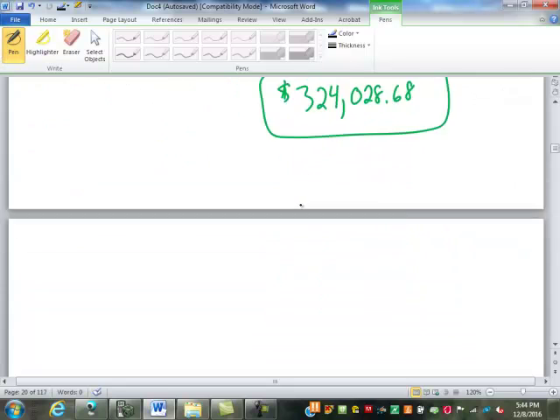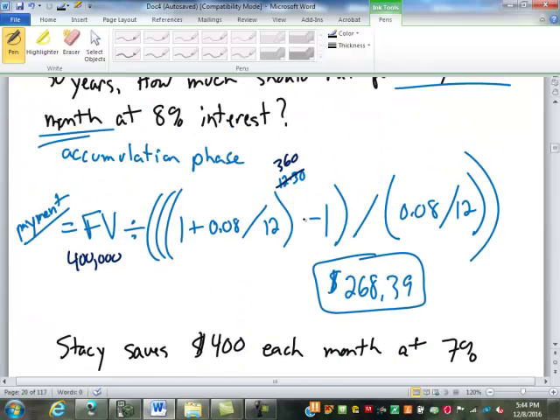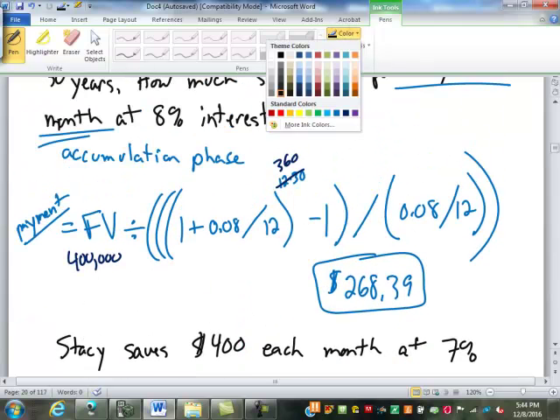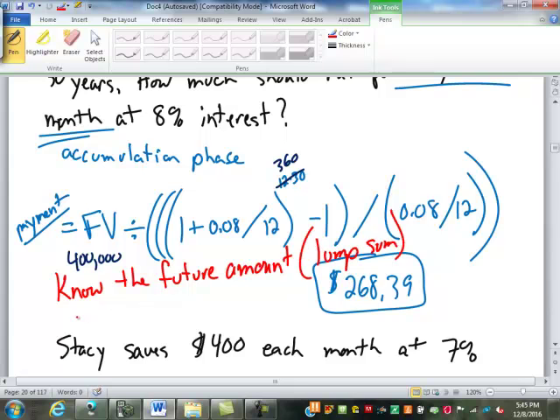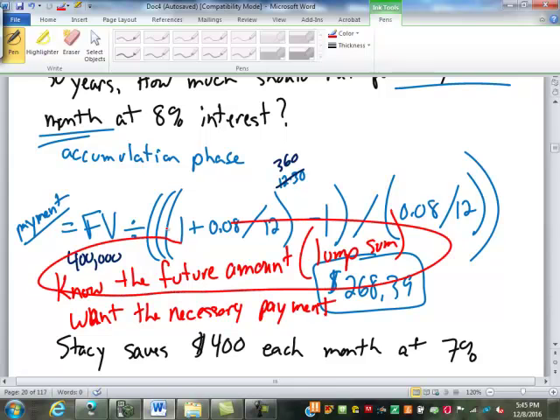So that is the accumulation phase. So this one up here is if you know the future amount, that's a lump sum, and want the necessary payment. So you know how much you want to have in the future, and you need to know how much do I need to pay to get there.